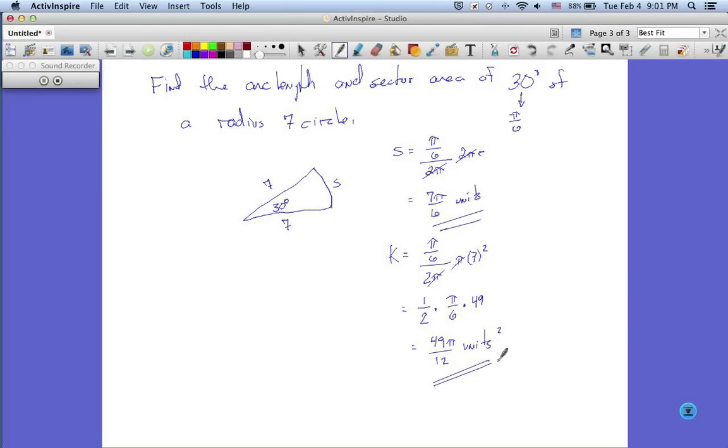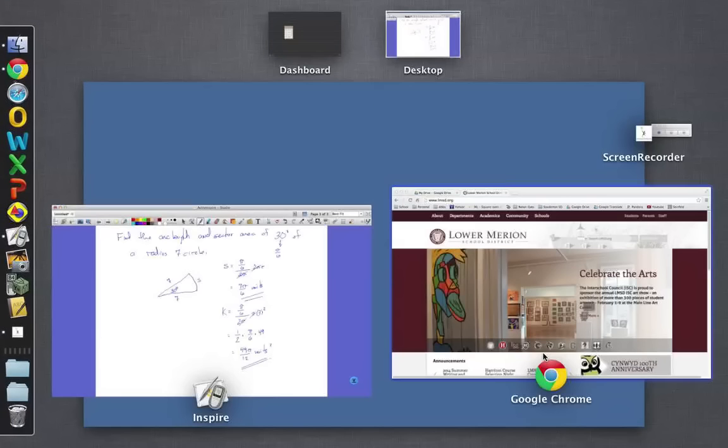So there are our two answers. Piece of cake. Okay, I hope you enjoyed learning about area sectors and some arc length when talking about radians. Have a nice one.